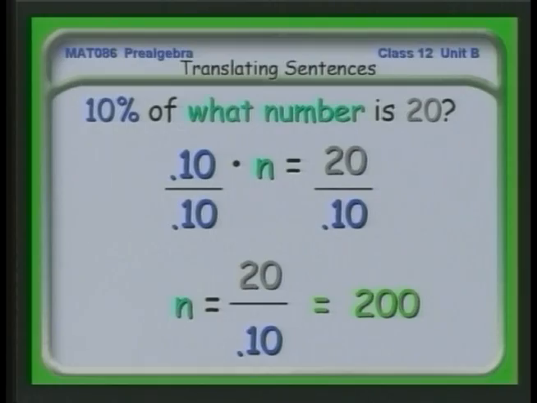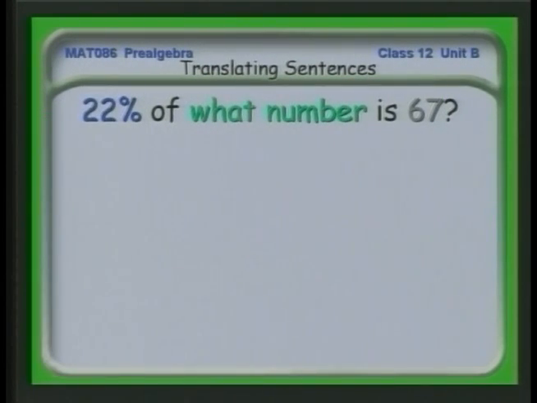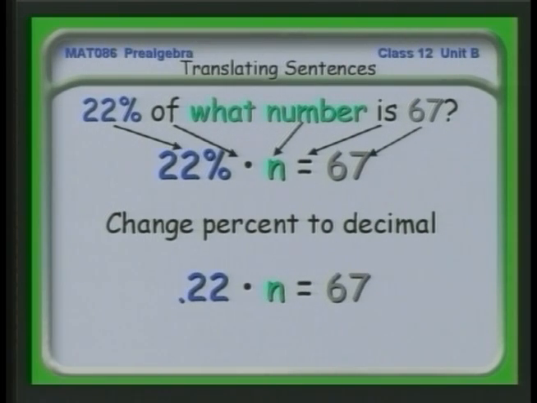I notice something else here. When you divide by a number less than 1, what you get is bigger than the original number you started with. 20 divided by 0.1, a number less than 1, is equal to 200. Let's look at another example. 22% of what number is 67? Let's translate this to an equation. 22% of what number equals 67? We're not done. You have to be careful. It's not 22 times n. It's 0.22 times n is equal to 67.